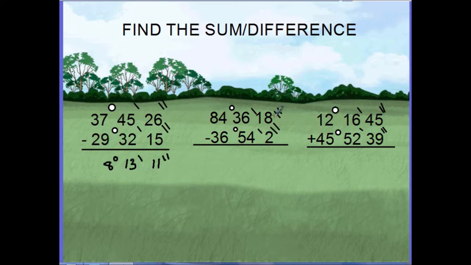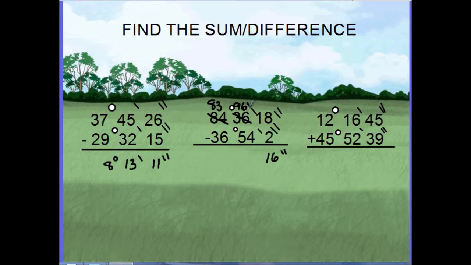We have 18 minus 2, which is going to give me 16 seconds. The next column, we run into a problem. We have 36 minus 54, so our number on top is going to end up being too small, and we can't have negatives. What we have to do is borrow 1 from our degree, leaving me with 83 degrees. Now, when I transfer to my minutes column, we have to think. 1 degree transfers into how many minutes? 60. So when I cross off that 36, because I borrowed that 1 degree, it becomes 96 minutes.